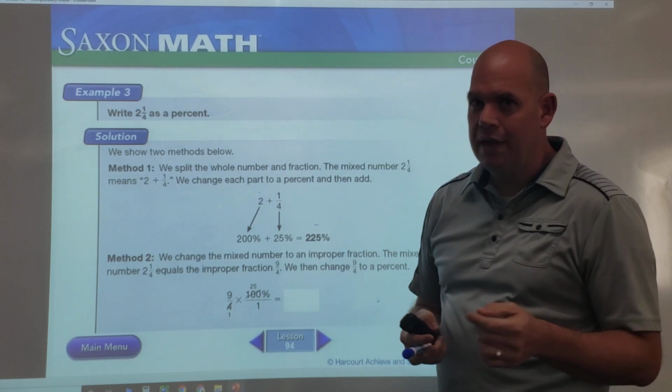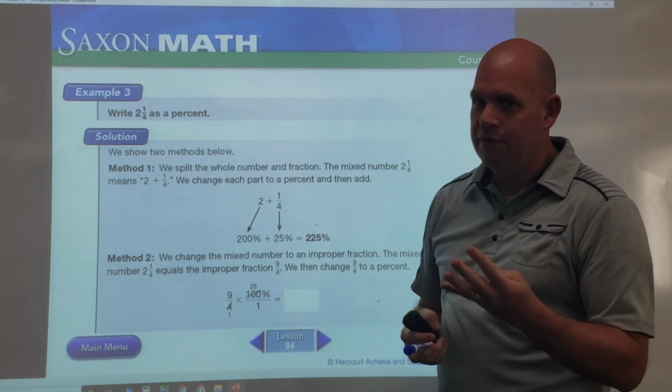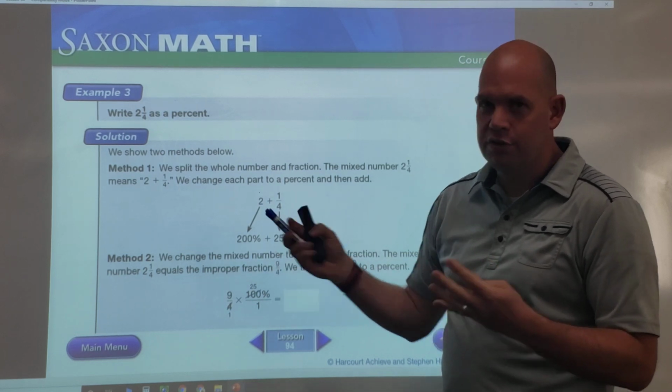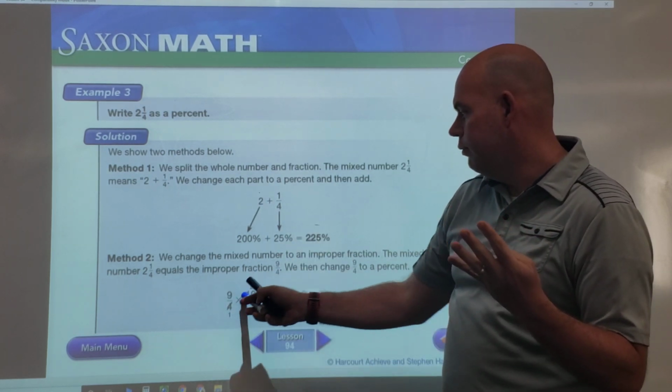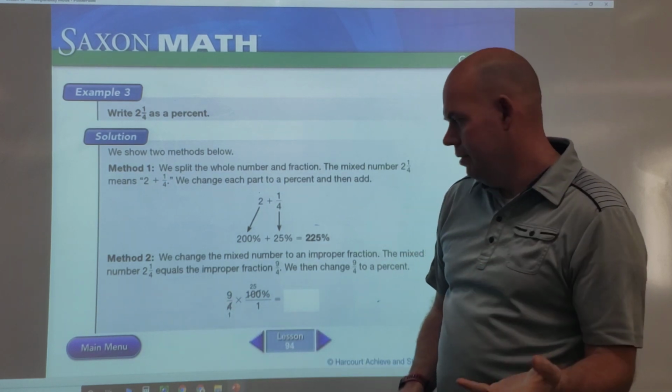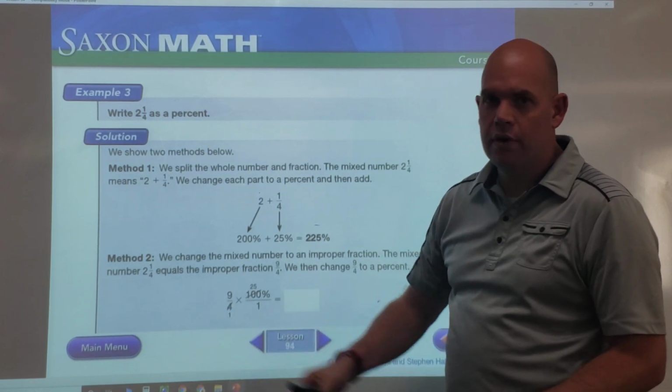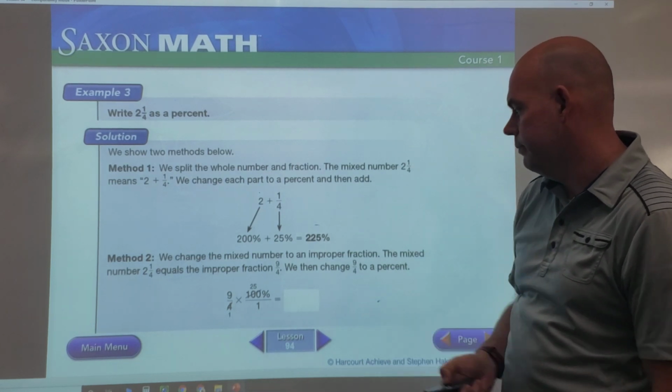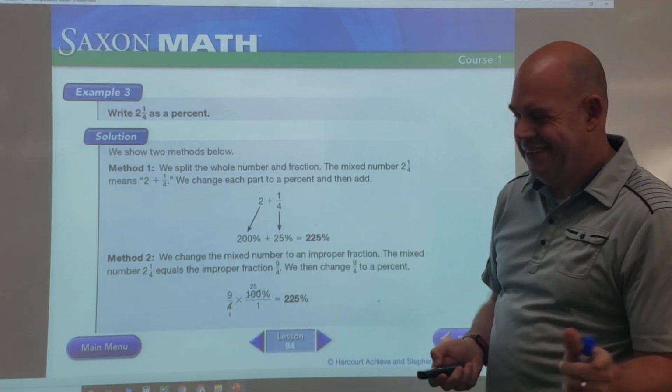But the way I remember that is 4 goes into 100%, or 25 goes into 100% 4 times. So if we did that twice, that'd be 8. So 200% would be 8, and then add 1 more, and that's 225. That was confusing. Sorry about that.